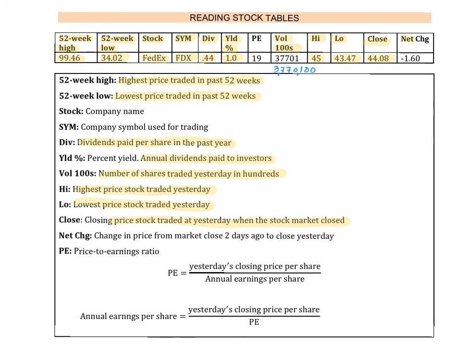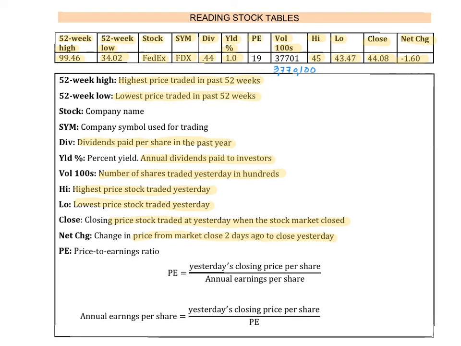The net change is the change in price from the market close 2 days ago to the close yesterday. So if it's a negative, and this is a negative $1.60, that means that the stock is declining. So at closing, it's closing for less money. So if you add $1.60 to the 44.08, you'll get the price that the stock closed for 2 days ago.